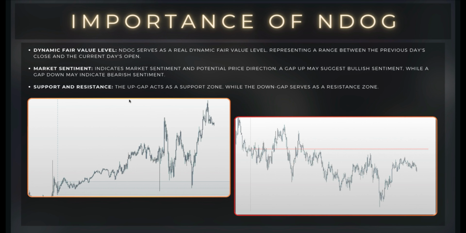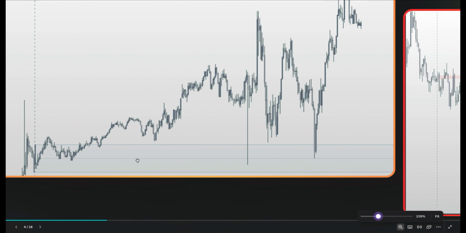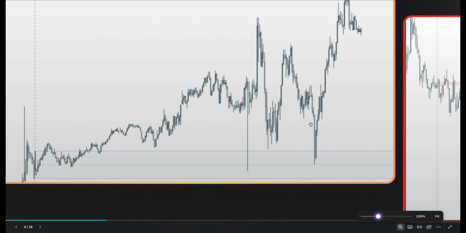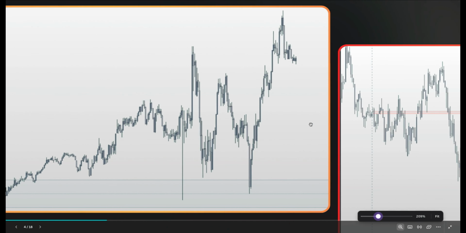Now, support and resistance. The gap up acts as a support zone, while the down gap serves as a resistance zone. Now, I want to show you two sort of distinct examples here real quick. Okay, so here you can see the new day opening gap here. Here is one where price is just reacting normally off of it, right? As you can see, price is bullish, price taps into it like twice, and then goes back up to being bullish again, right?